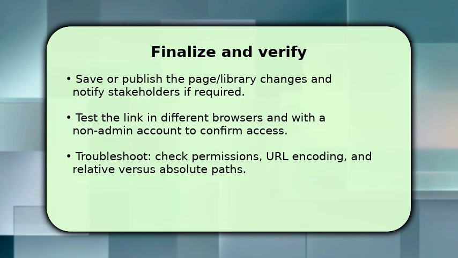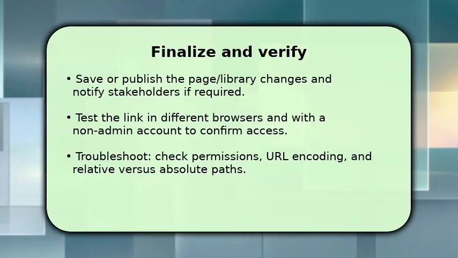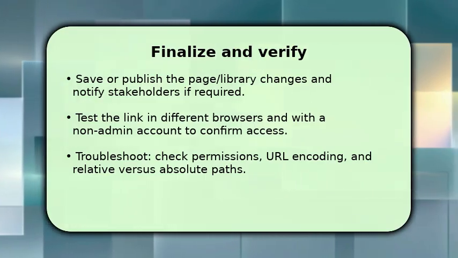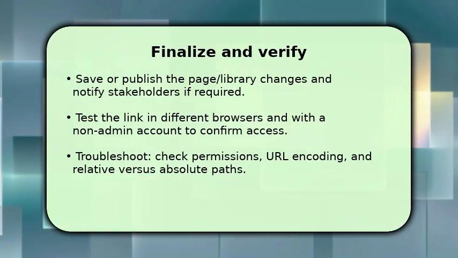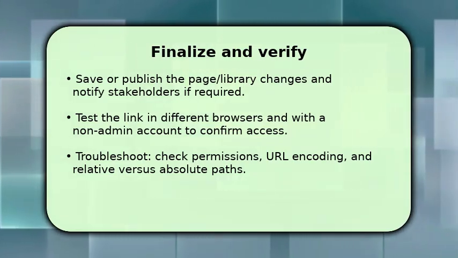If the link fails, check 3 things: permission settings on the target, whether the URL requires encoding or contains special characters, and whether you used a relative path that only works inside the site. Adjust accordingly. Then republish and retest to confirm.